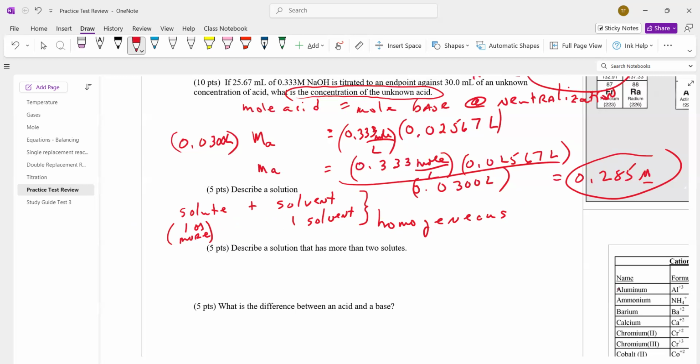Okay, the solvent would be nitrogen because that's the most. And then the solutes in the air would be carbon dioxide, oxygen, hopefully not carbon monoxide, but probably carbon monoxide. Okay, so that would be like air.